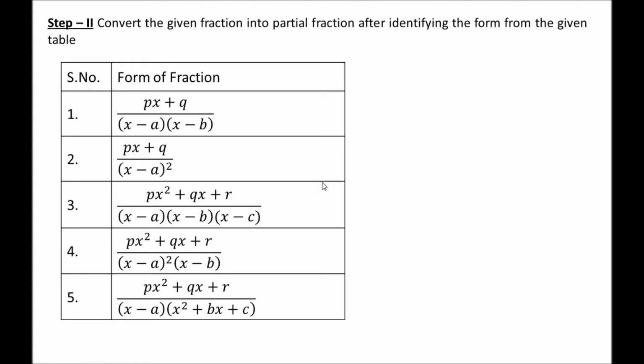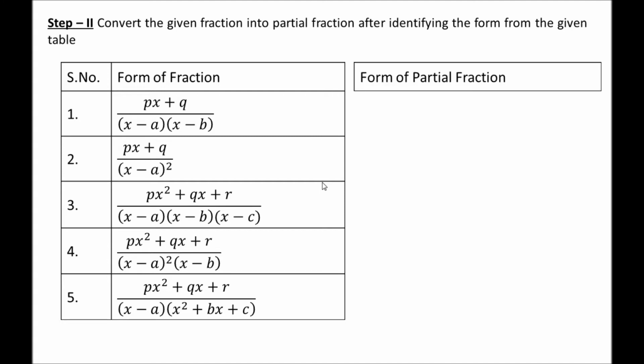Depending upon the form which we will obtain, we will convert the given fraction into a partial fraction. So how will we convert the first one? The first one is px plus q, that is linear upon linear into another linear polynomial. In such cases, we will write the fraction as a upon x minus a plus b upon x minus b.